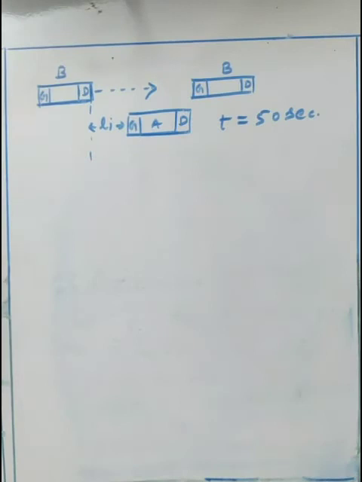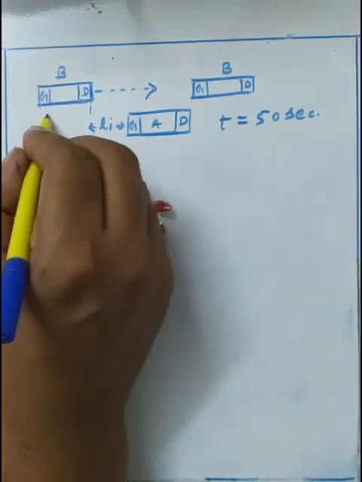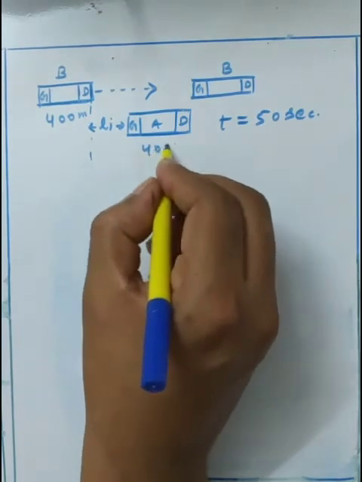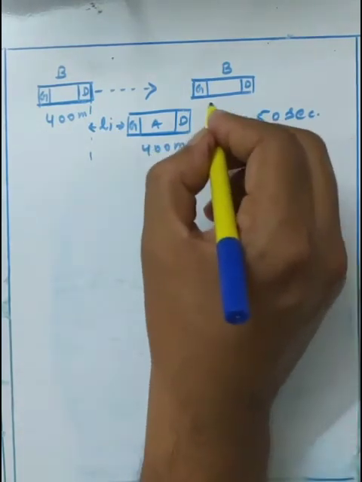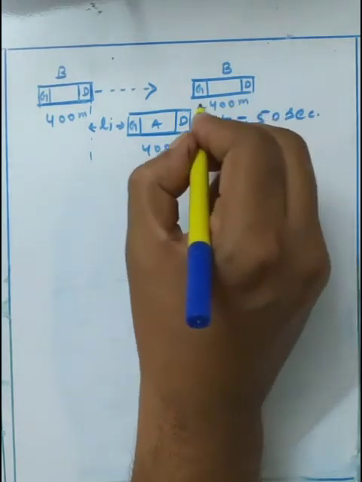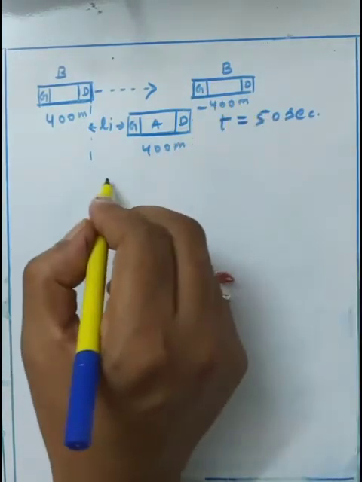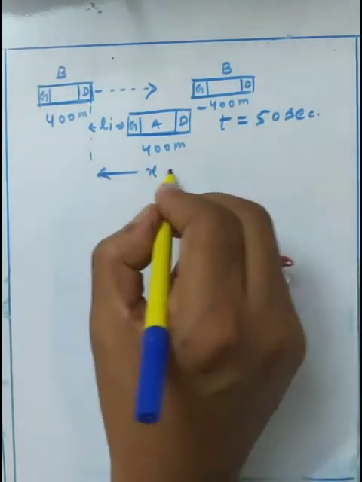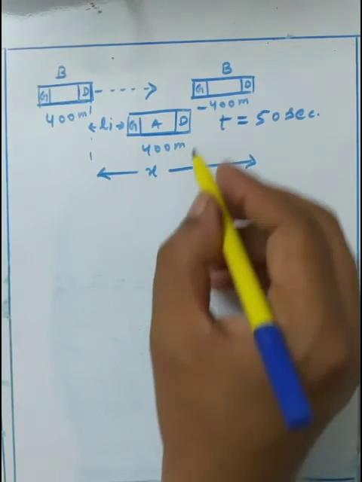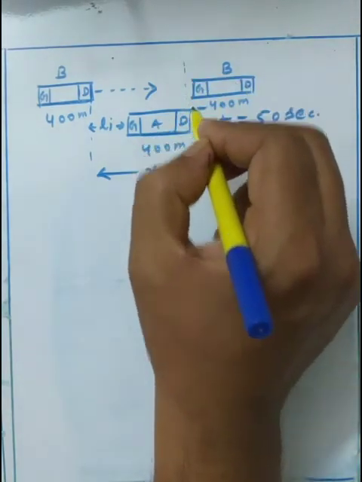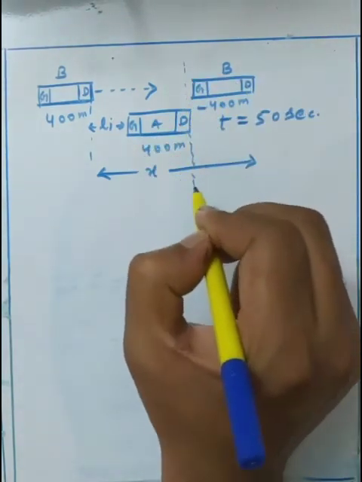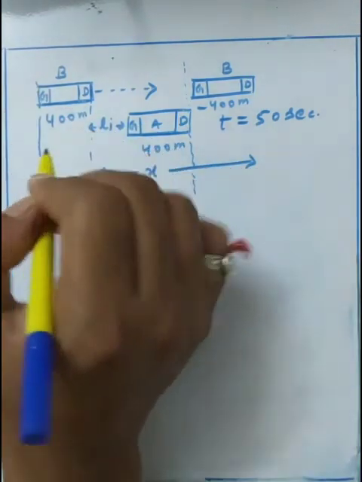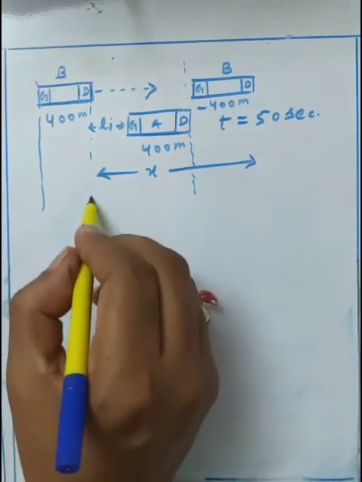Okay, this is the basic concern of the time we have. Although the length of each train is 400 meters, first we have to discuss how much distance is traveled by B. Initially, we have to find the original distance between the driver of train A and the guard of train B.